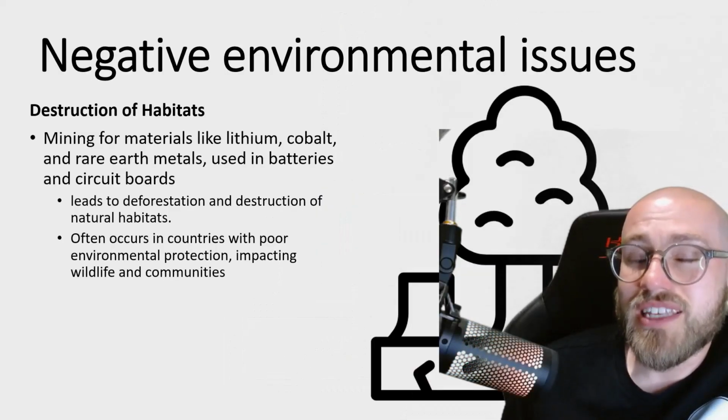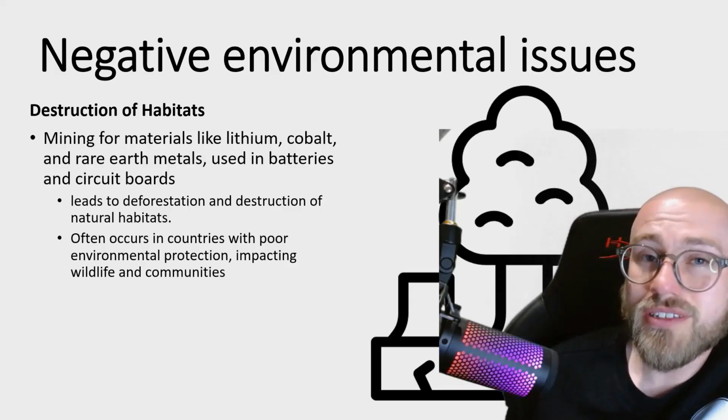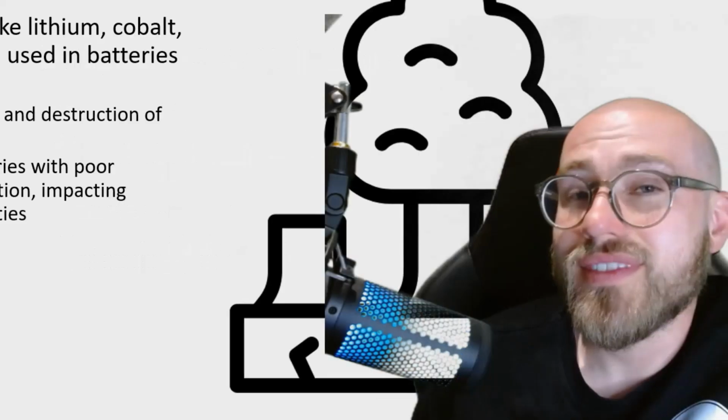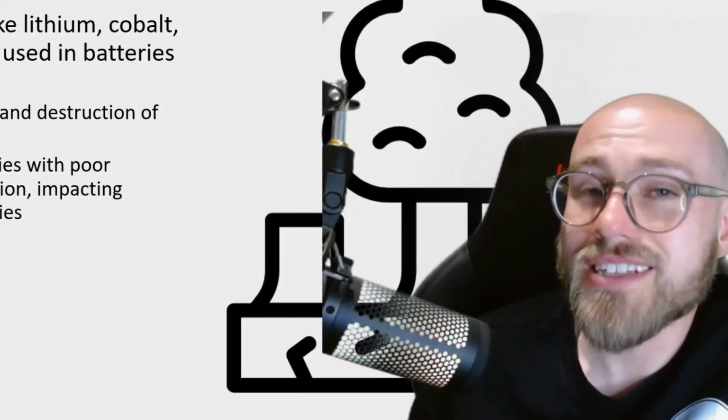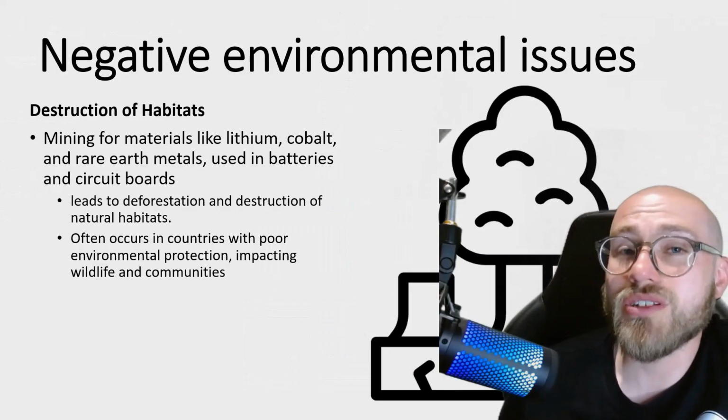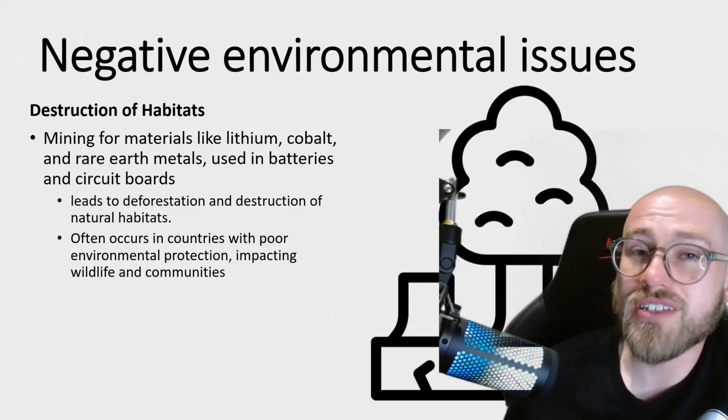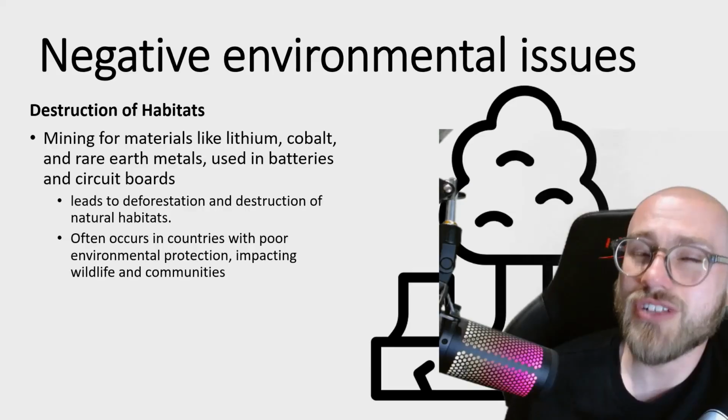The final topic we're going to talk about is the destruction of habitats. Digital devices contain materials such as lithium, cobalt, and other rare earth metals. These get used in things like batteries and circuit boards. To actually source these materials, it means there's going to be deforestation and the destruction of natural habitats.